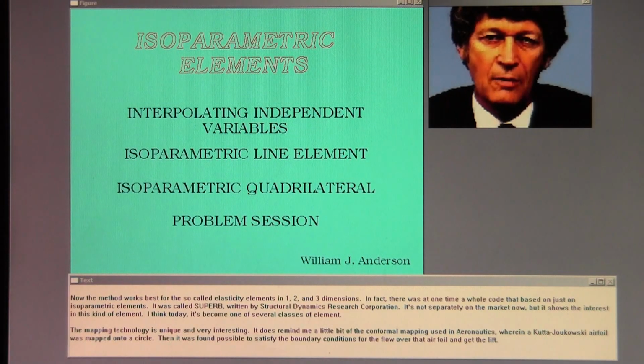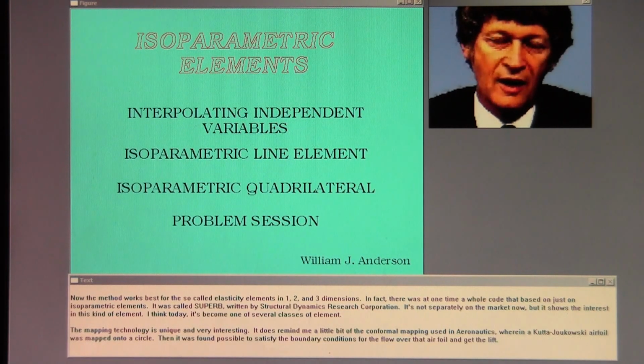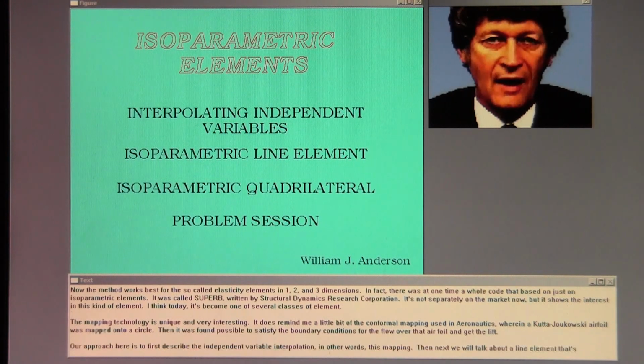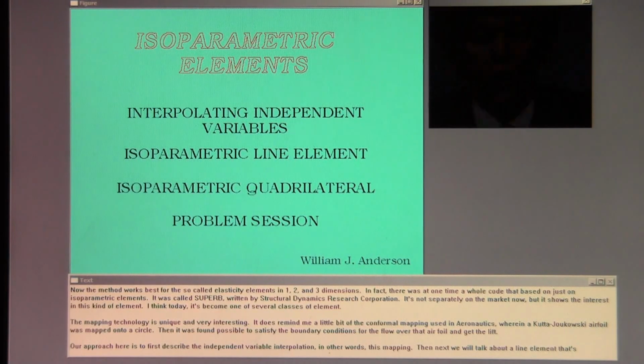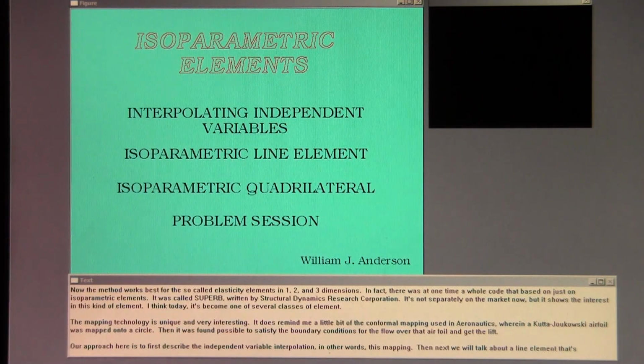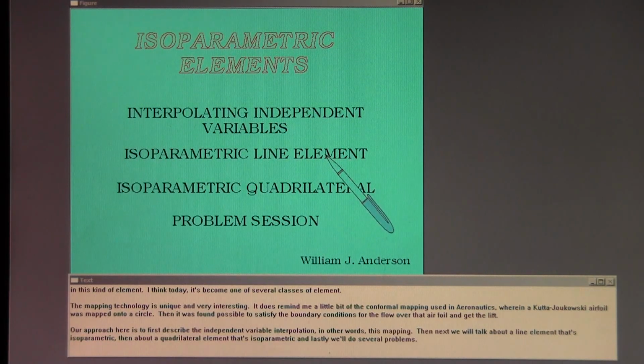It does remind me a little bit of the conformal mapping used in aeronautics, wherein a Kutta-Joukowsky airfoil was mapped onto a circle, and then it was found possible to satisfy the boundary conditions for the flow over that airfoil and get the lift. Our approach here is to first describe the independent variable interpolation, in other words, this mapping. Then next we will talk about a line element that's isoparametric, then about a quadrilateral element that's isoparametric, and lastly we'll do several problems.